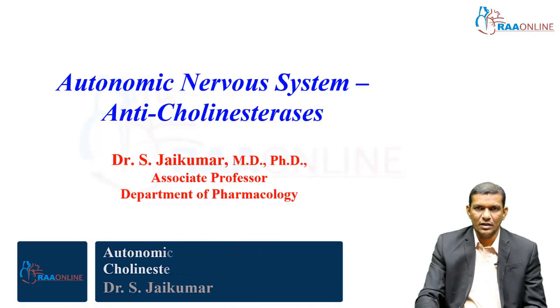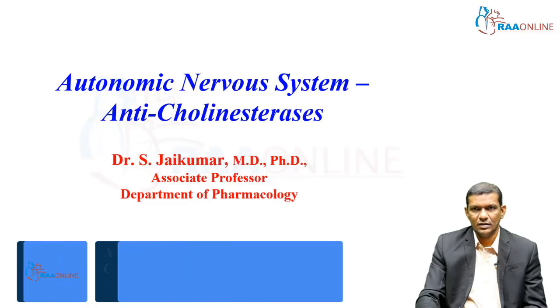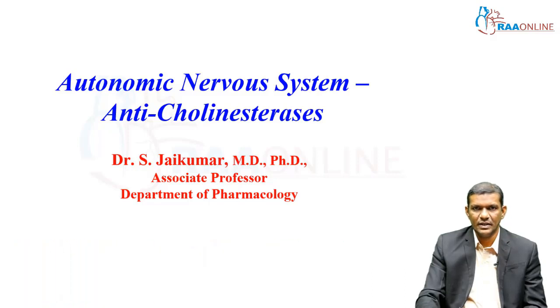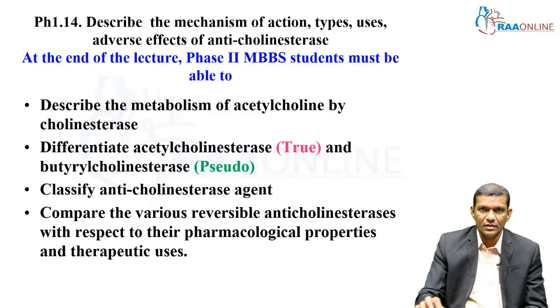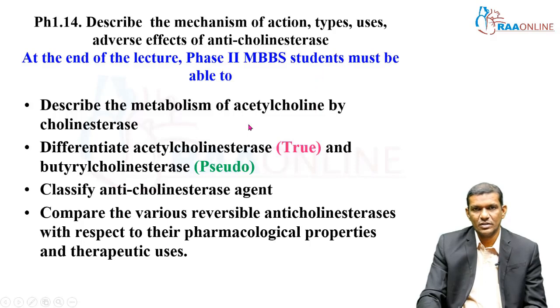I am Dr. Jay Kumar, and today I will take you through the autonomic nervous system, the second part, anti-cholinesterases. Earlier, in the first part, we saw the cholinomimetic drugs, and the second part is the anti-cholinesterases. Here we are going to describe the mechanism of action, uses, and adverse effects of anticholinesterases.